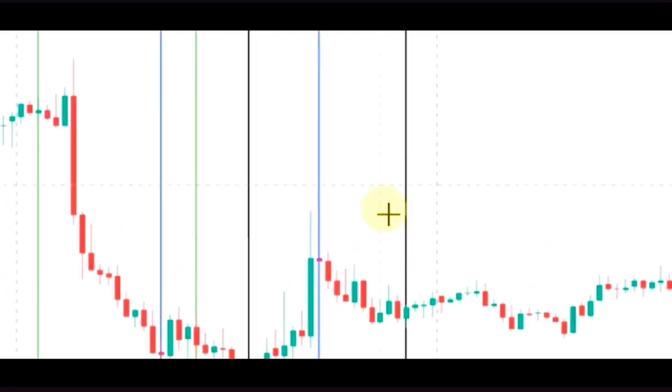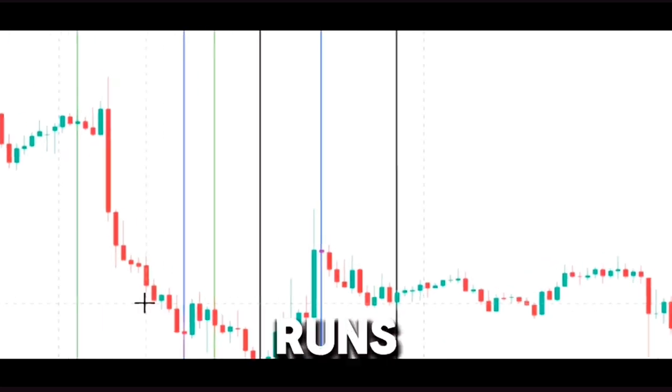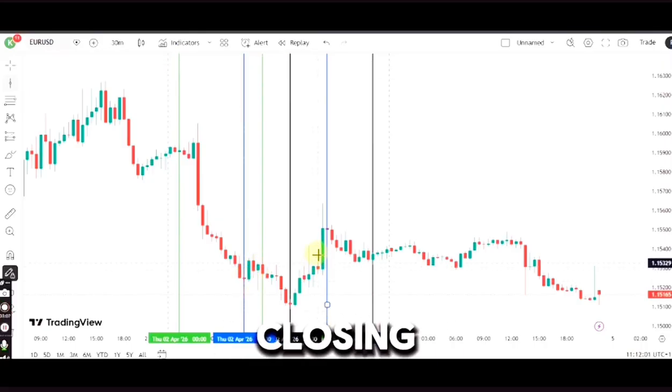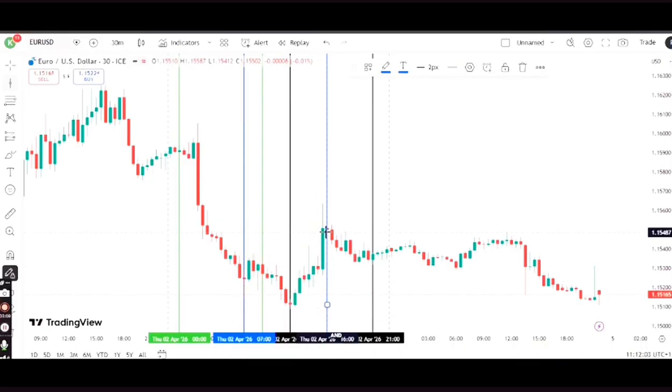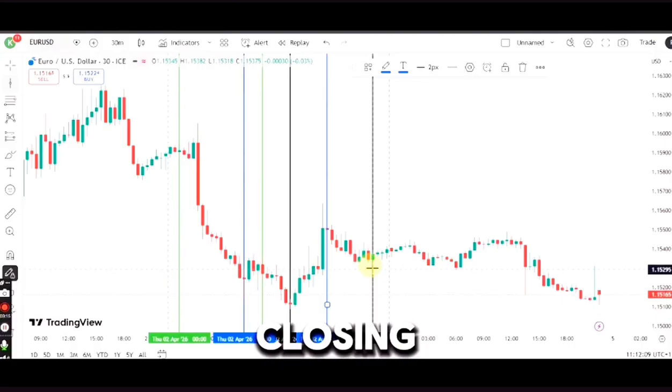Okay, so these are the trading sessions that run for 24 hours of the day. The market starts at the Asia session and closes at 9 o'clock. Then the London session starts at 7 o'clock and closes at 16 o'clock. And the New York session starts at 12 o'clock and closes at 21 o'clock.